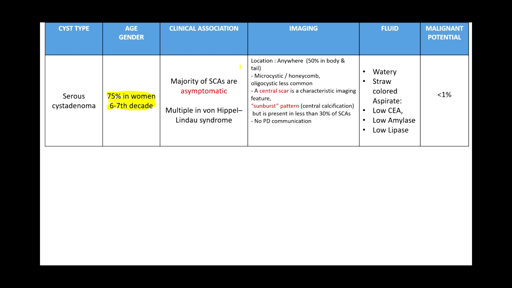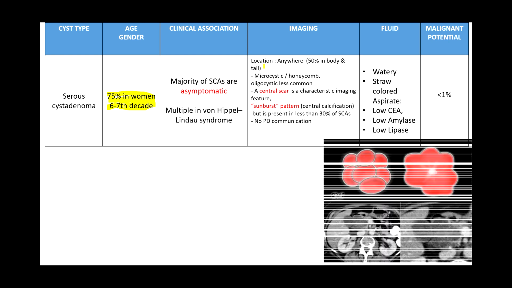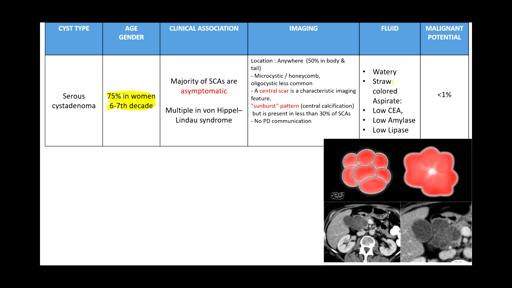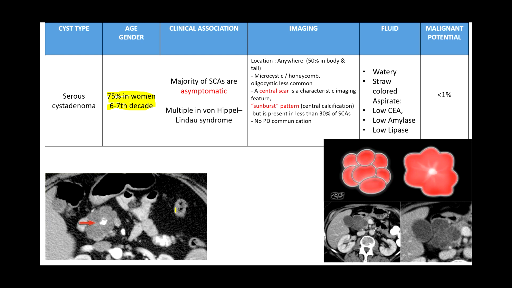Now, imaging feature. They could be seen anywhere, sometimes in body, tail, or even in head. They are usually microcystic or a honeycombing like pattern is seen, or there is a central scar which looks like a sunburst pattern or central calcification, which is classical of serous cystic neoplasm, but it is present only in 30% of serous cystic adenomas. There is no pancreatic ductal communication in serous cystic neoplasm.